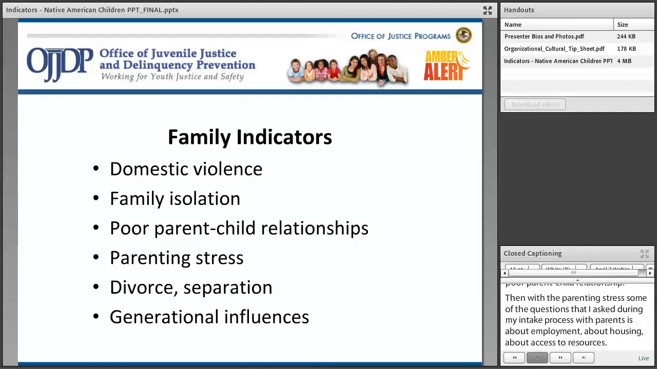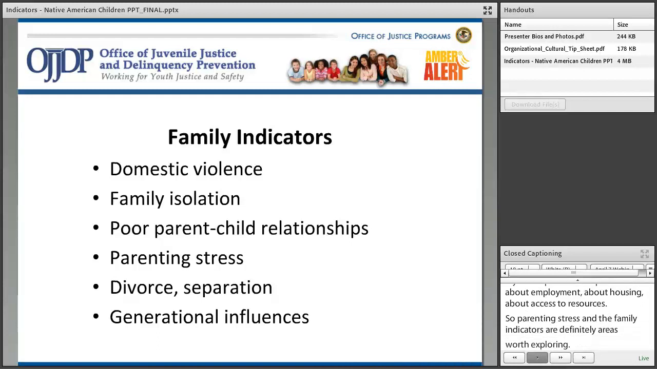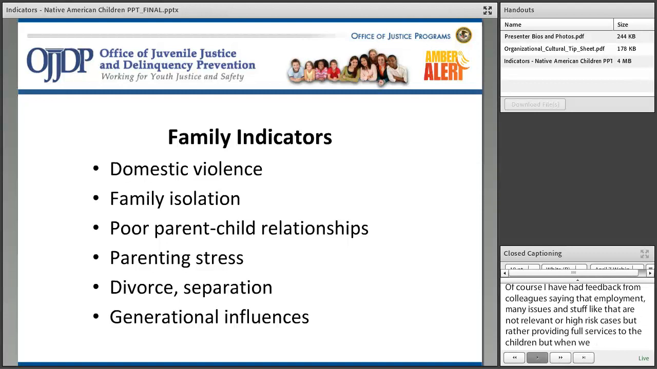Of course, I've had some feedback from colleagues saying that employment, money issues, and stuff like that are not relevant for high-risk cases, but rather providing full services to the children. But when you talk about the indicators and children being with their family or identifying with their family, it's important that we understand those parenting stressors. And then also divorce and separation, definitely hard on a child of any age.